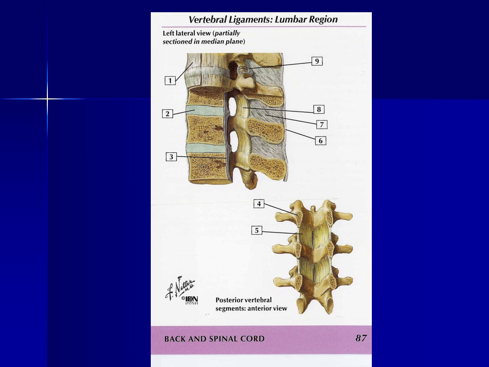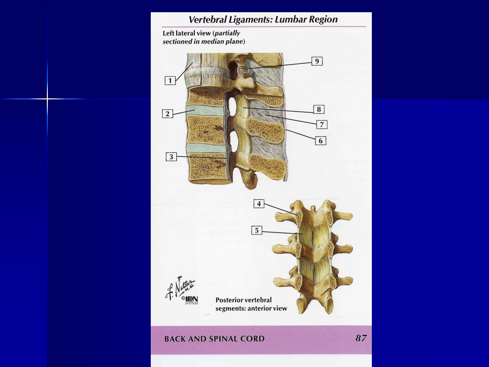This is a depiction of the vertebral ligaments in the lumbar region. These joints, too, can become injured. They heal fairly slowly due to a poor blood supply. Here you have a cross-sectional view, and it's from Netter. The areas that can easily be visualized are the vertebral body, the disc, and the spinous process.